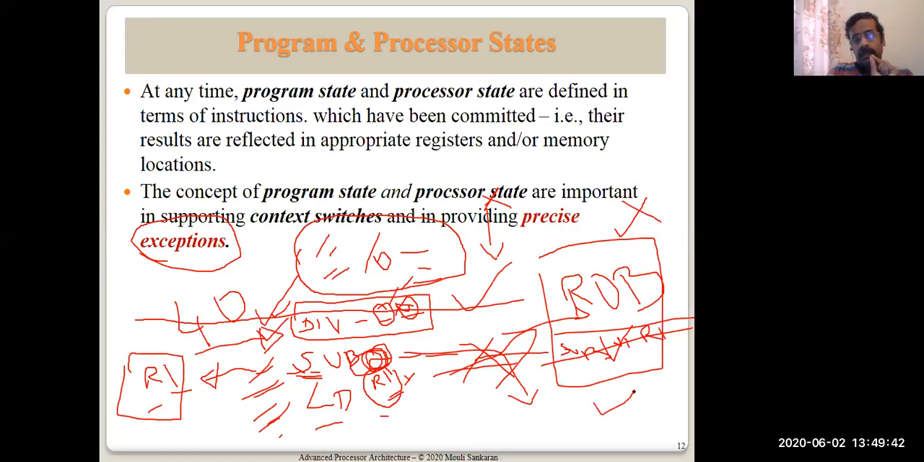If you have a ROB, reorder buffer, this subtract result wouldn't have been written into R1. It will be available only in ROB. In that case, this R1 is going to have the value which was there prior to this execution. So if div was not completed, it stopped in between, I will still have the value which was originally there in R1. So I can support precise exception.